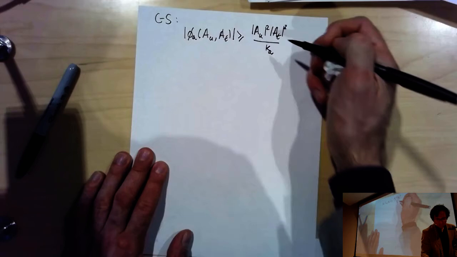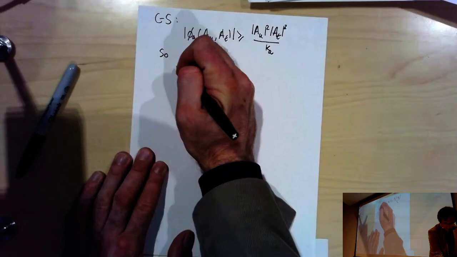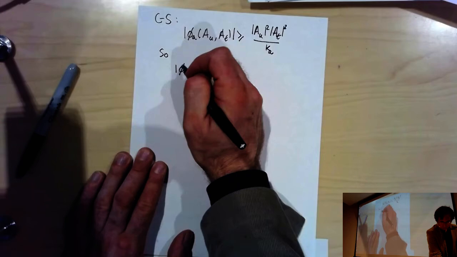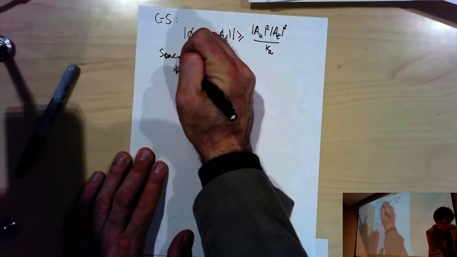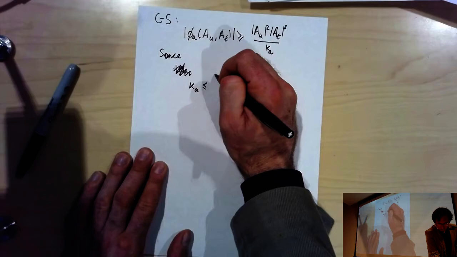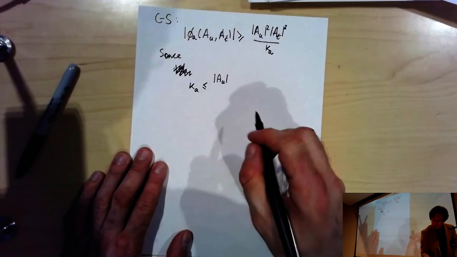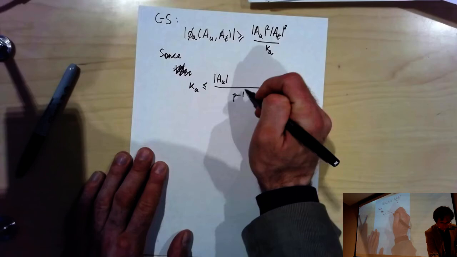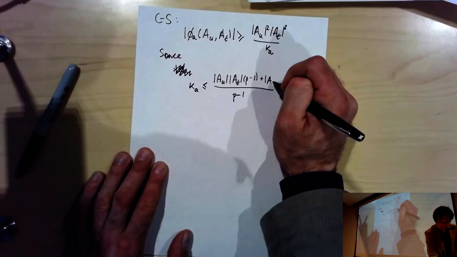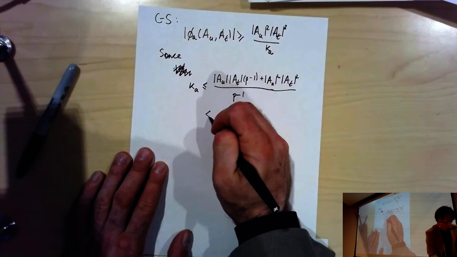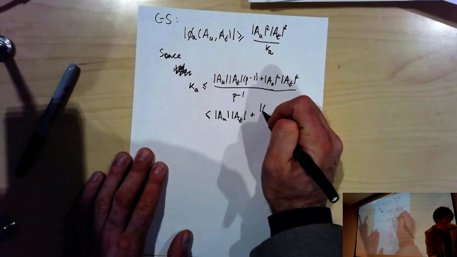And so you have phi A. Yep, we could go directly here. And so since KA, remember, is a minimal one, KA is the best KA, so you just have to divide this by P minus 1. And you get this at most AuAt plus Au squared At squared.